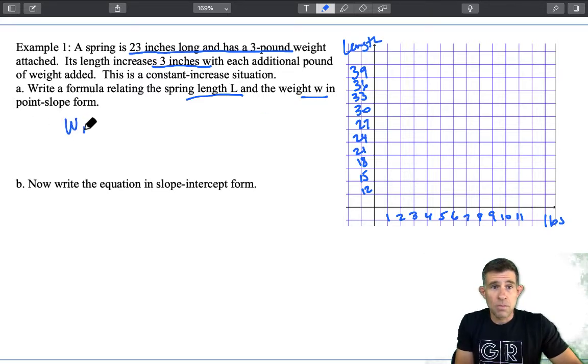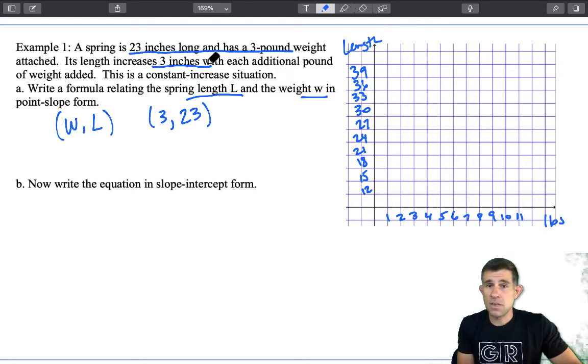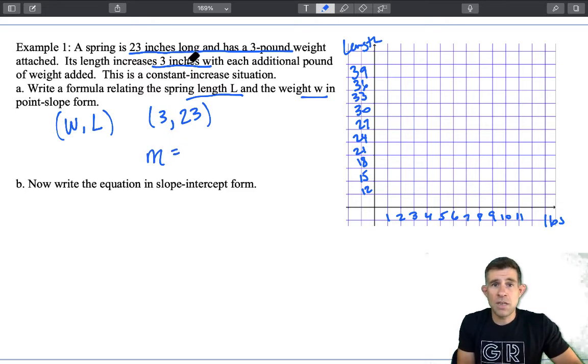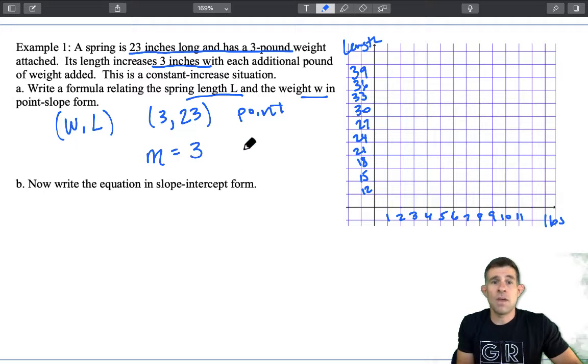So we know that the length of this spring is a function of the weight, W, L. These are our relations on this coordinate. So we have one of the relations: when a 3-pound weight is on this spring, we know that it is 23 inches long. We also know the slope, or the constant rate of change for this problem. The constant rate of change, or the slope here, is 3 inches for each additional pound. So here we have a point that exists on this relation, and we have the slope.